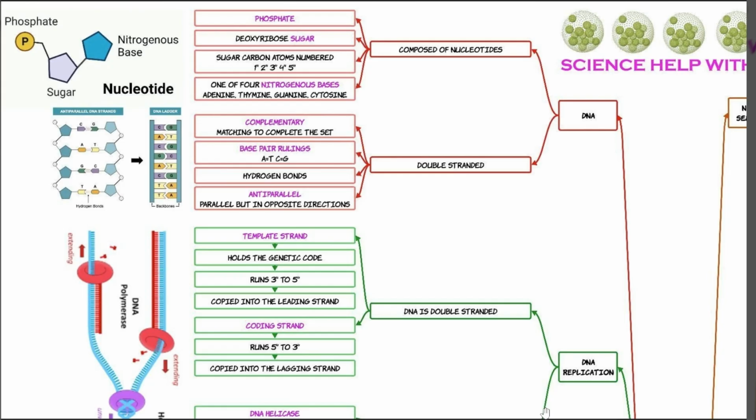Each side is complementary, which means it's matching. It uses the base pair rulings of A goes with T and C goes with G. There's hydrogen bonds between these two base pairs. DNA is also anti-parallel, which means the two sides are parallel but running in opposite directions.